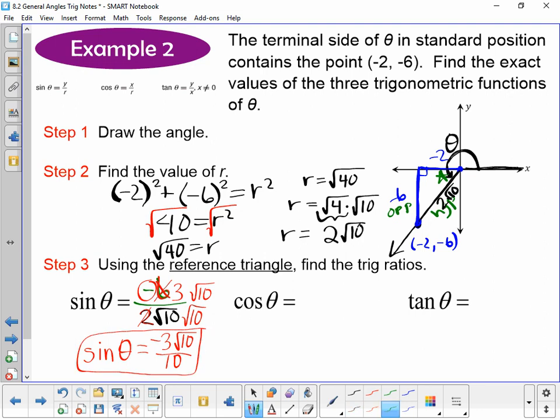Now we can find the cosine. Cosine of theta, again, we're using our reference angle right here. Cosine would be the adjacent side over the hypotenuse. So it's -2 over, the hypotenuse was 2 root 10. And once again, we can reduce that a little bit. The factor of 2 can reduce. So it's -1 over the square root of 10. And we can rationalize that. So we have now that the cosine of theta is equal to negative root 10 over 10.